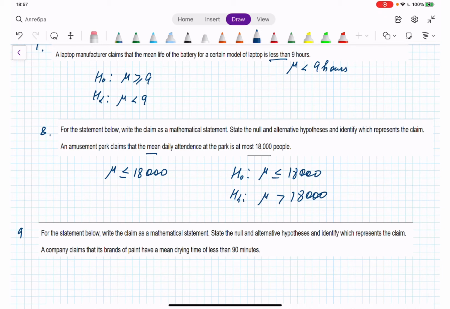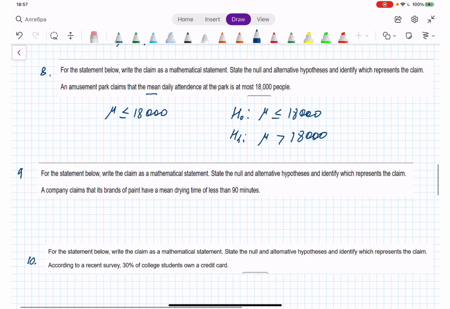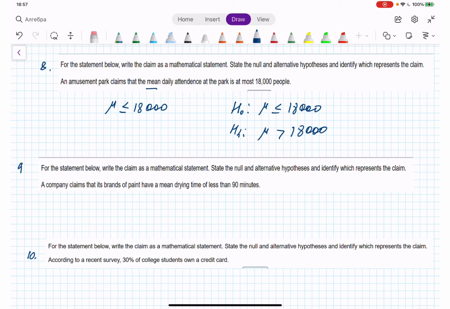Question number 9. For the statement below, write the claim as a mathematical statement. A company claims that its brand of paint has a mean, so we are dealing with average, drying time of less than 90 minutes. So mu is going to be less than 90 minutes. Accordingly, null hypothesis and alternative. In this case, we have the alternative because the equal sign is missing, and the null is mu greater or equal to 90 minutes.